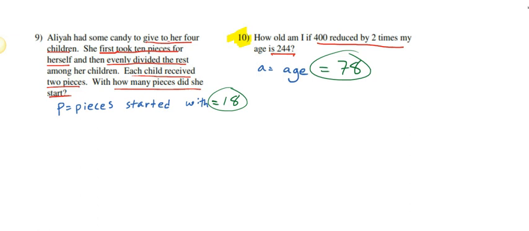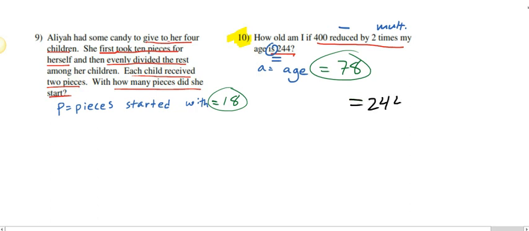Well, let's keep annotating. 400, that's a number. Reduced means minus. 2 times my age, that means multiplied by 2, is 24. That's going to be our equals 24. So for our equation, let's do the equals 24 first. That's this total. And it says 400 reduced by 2 times their age. 400 minus 2a equals 24.